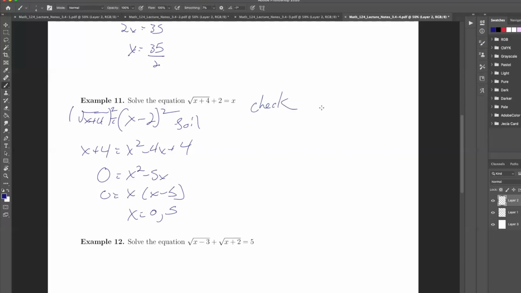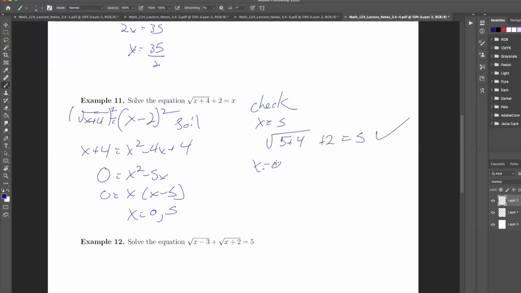So let's check x equals 5. I have the square root of 5 plus 4, plus 2, does that equal 5? So 5 plus 4 is 9. Square root of 9 is 3. 3 plus 2 is 5. So yep, this checks out.